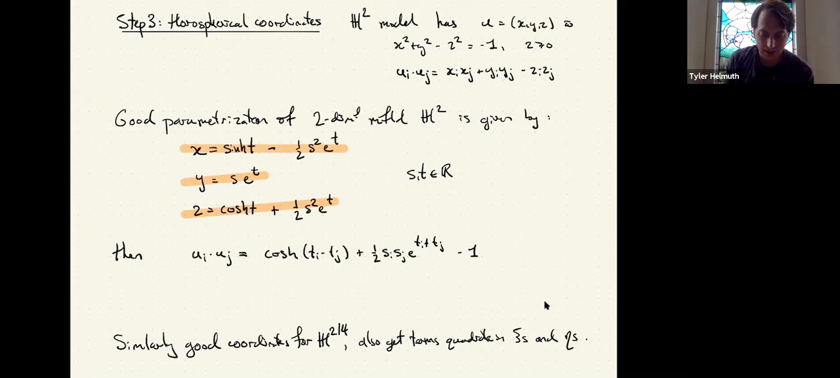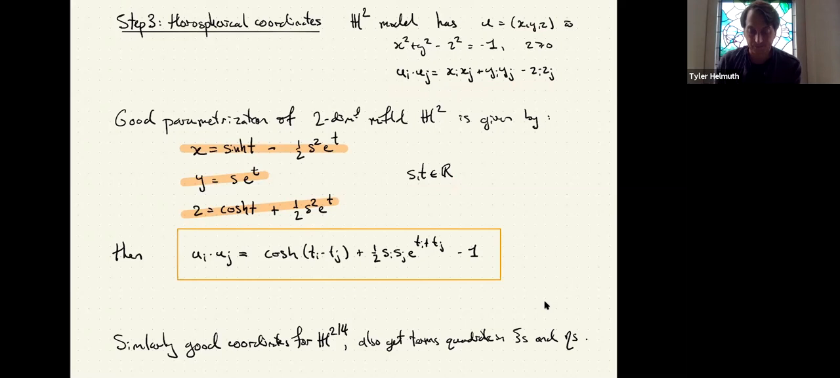And then you can check that you can rewrite this inner product in terms of those variables in a very nice way, like this. The inner product between ui and uj in this case is just cosh of the difference in t's plus 1/2 si sj e to the (ti minus tj), minus 1. So why is this useful? It's useful because here it's a quadratic expression in the s's. So what that means is that you can integrate over the s's easily because it's a Gaussian integral.